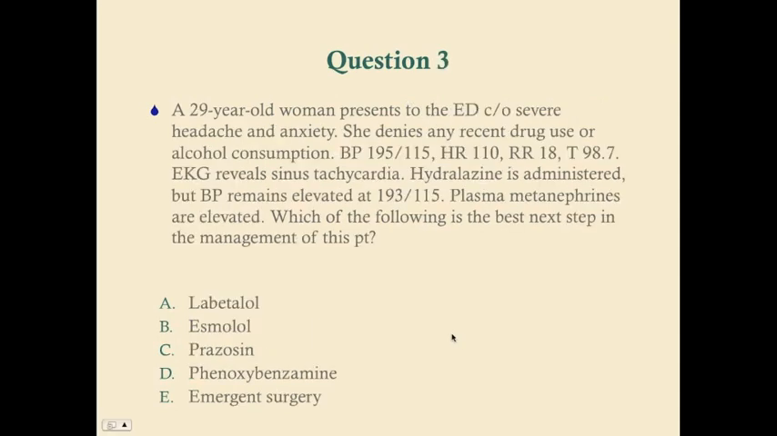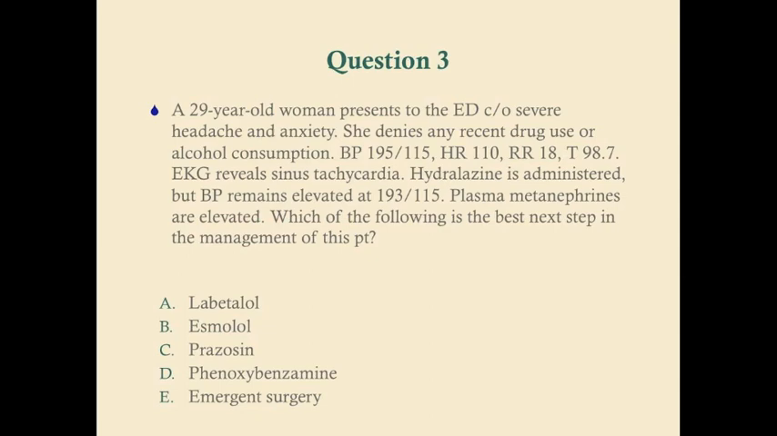Question 3. A 29-year-old woman presents to the ED complaining of severe headache and anxiety. She denies any recent drug use or alcohol consumption. Blood pressure is 195 over 115, heart rate 110, respirations 18, temperature 98.7 Fahrenheit. EKG reveals sinus tach. Hydralazine is administered, but the blood pressure remains elevated at 193 over 115. Plasma metanephrines come back elevated. Which of the following is the best next step in the management of this patient? A, labetalol, B, esmolol, C, prazosin, D, phenoxybenzamine, or E, emergent surgery?